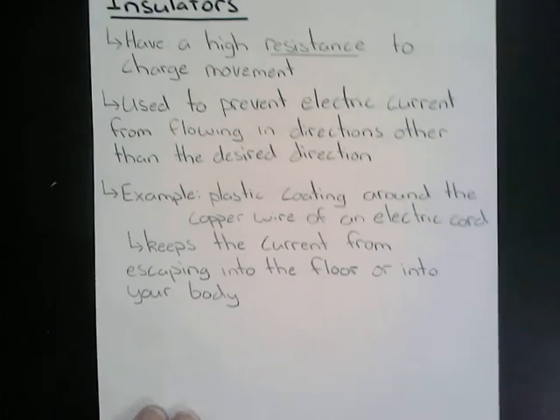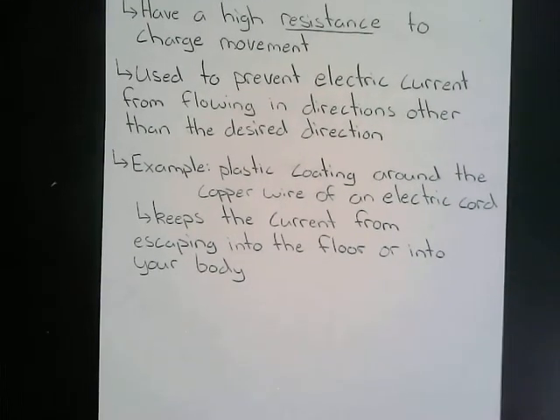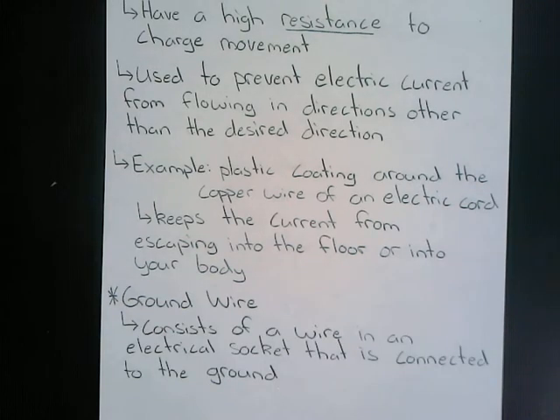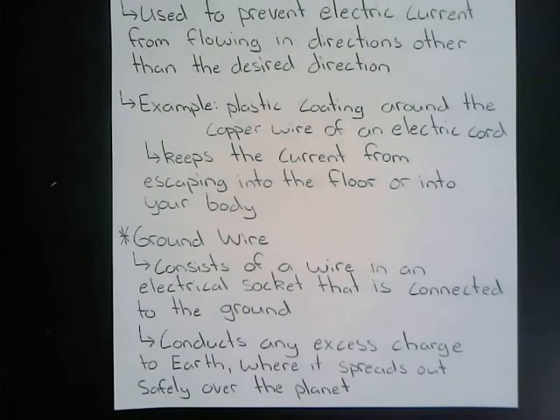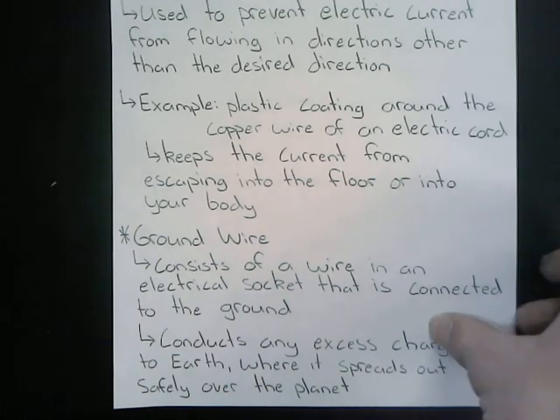Now, another concept that we can discuss with insulators is that of a ground wire. A ground wire is a wire in an electrical socket that is connected to the ground. What this does is conduct any excess charge to Earth, where once in Earth it can spread over the planet safely.